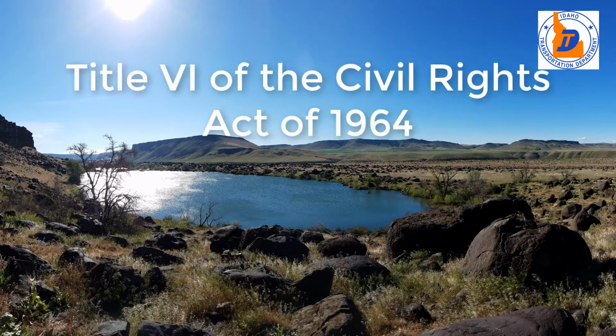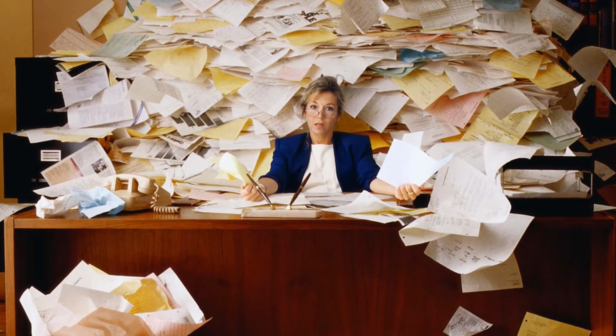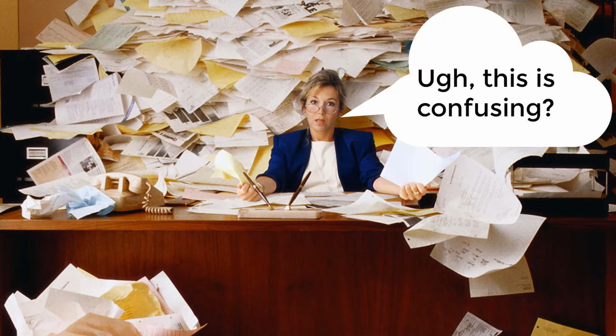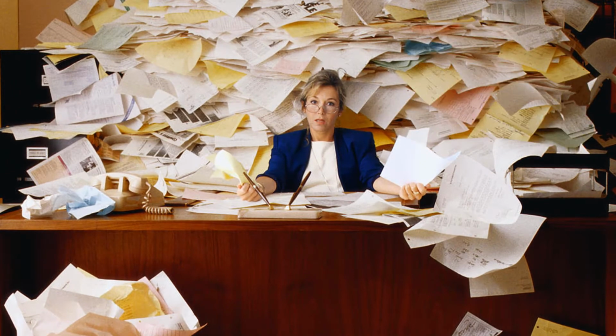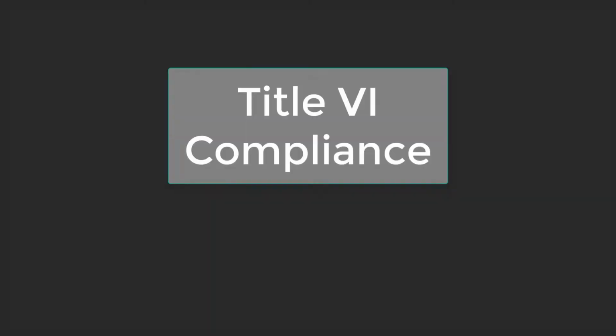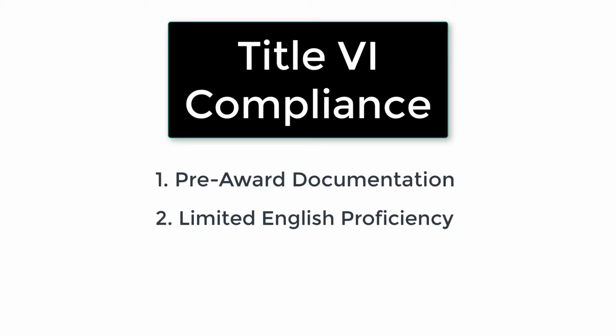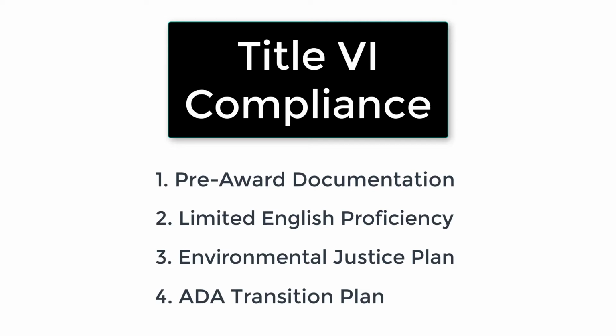Today we're going to be working on civil rights compliance training. While it may seem daunting at first, the road to compliance with Title VI of the 1964 Civil Rights Act is actually quite easy to do. A compliant Title VI program consists of four primary elements. 1. Pre-award documentation. 2. The Limited English Proficiency Plan. 3. The Environmental Justice Plan, and 4. The ADA, or Americans with Disabilities Act, Transition Plan.